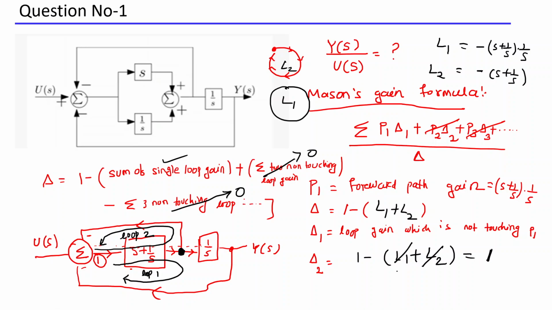Because L1 and L2 are touching the forward path, they should not come in the expression. Both are touching, so both cancel, both are equal to 0. So in this delta, if you put L1 and L2 as 0, you will get 1 minus 0, which is 1. So delta 2 is 1. Sorry, delta 1 is 1 because delta 2 does not exist. Okay, this is delta 1.